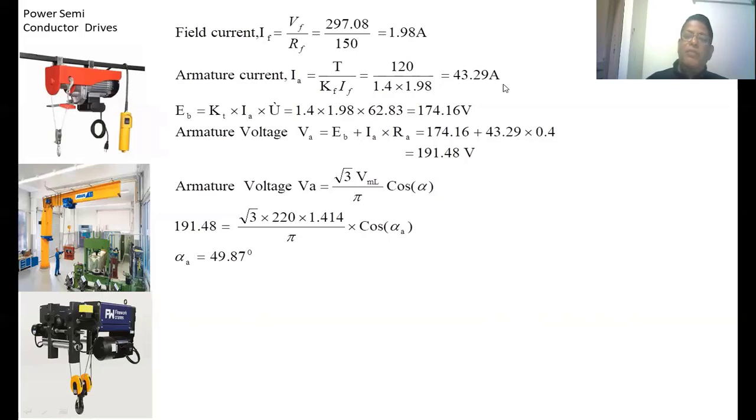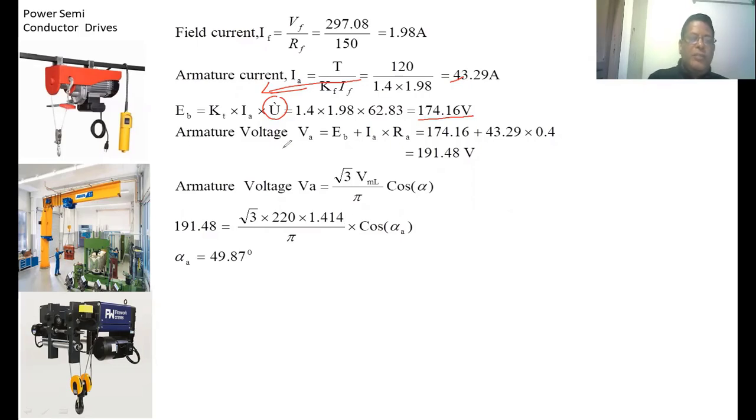Now the back EMF equal to the constant of the motor, which is given in volts per ampere radians per second. So we have to multiply this constant with the current as well as the speed of the motor in radians per second. Just now we found the rated armature current, with this value of load torque. You take this value here, 174.16 volts.